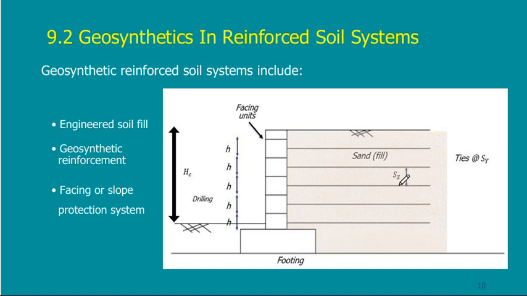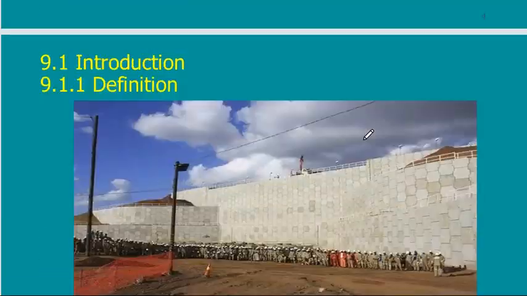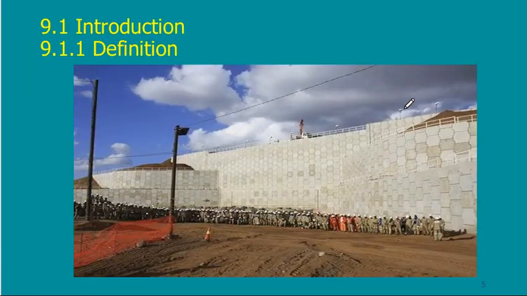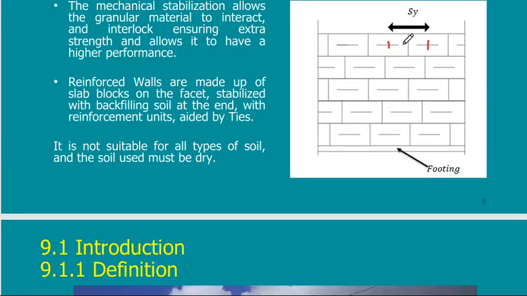Another factor you need to know is this SZ. SZ will be the vertical spacing between the mesh or the strips. And if I say here SY, it is the horizontal spacing between the facings or the wire mesh.